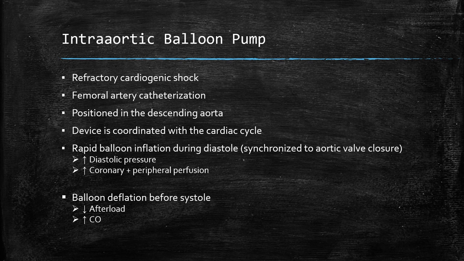The device is able to coordinate with the cardiac cycle, and so you get rapid balloon inflation during diastole. This leads to increased diastolic pressures, which in turn should lead to better coronary artery perfusion and better peripheral perfusion. The balloon then deflates right before systole. This will result in decreased afterload and correspondingly increased cardiac output.